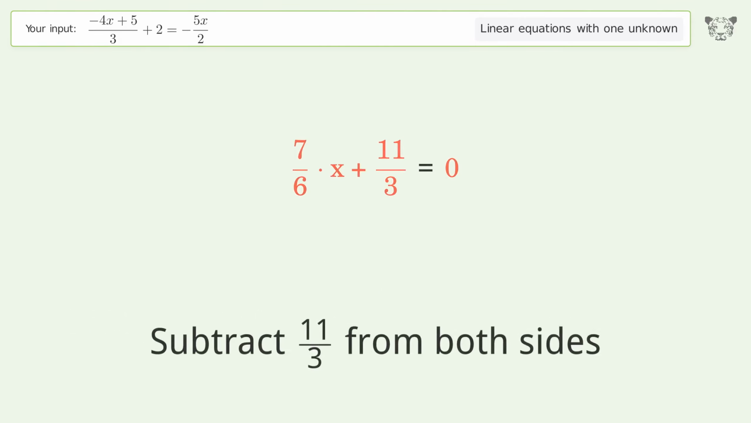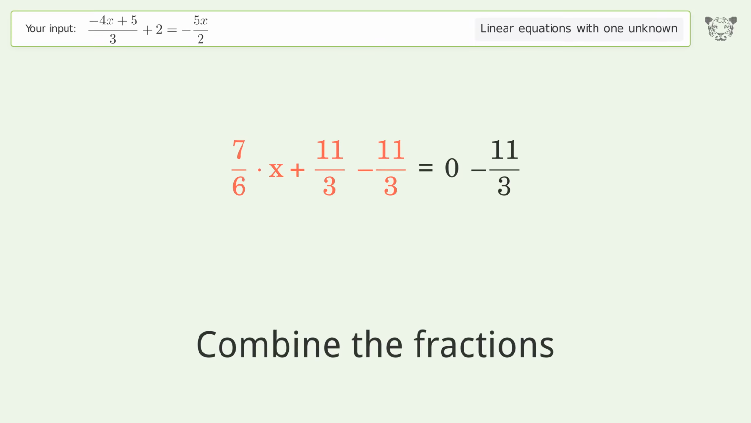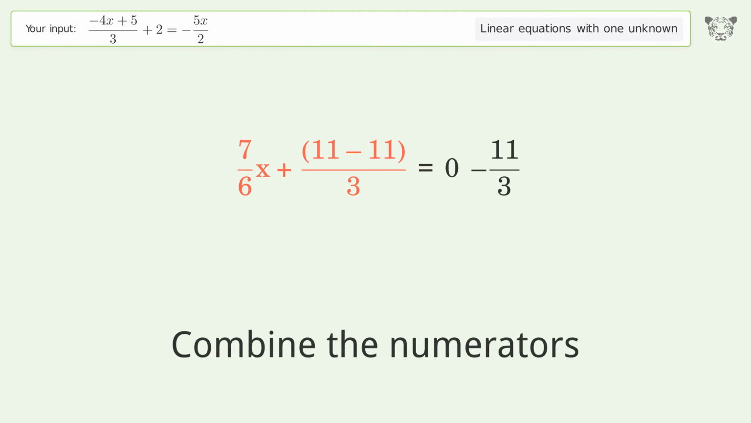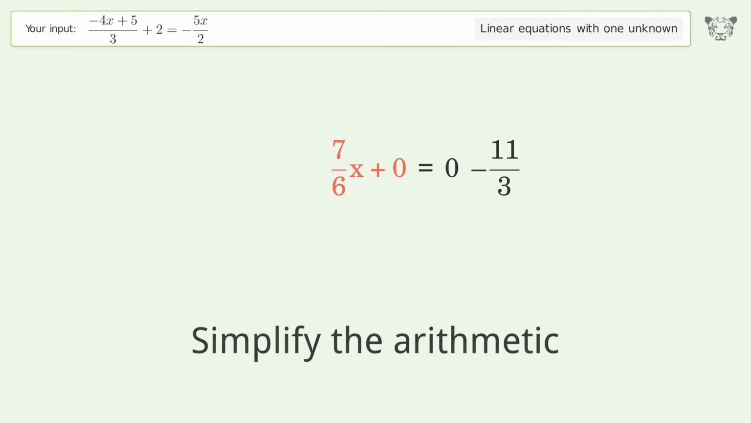Subtract 11/3 from both sides. Combine the fractions. Combine the numerators. Reduce the zero numerator.